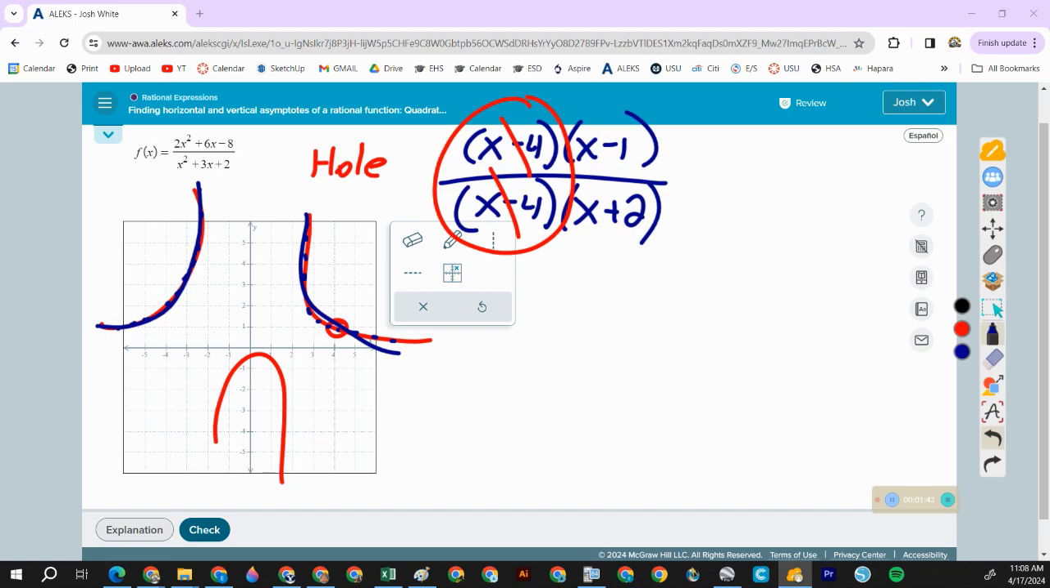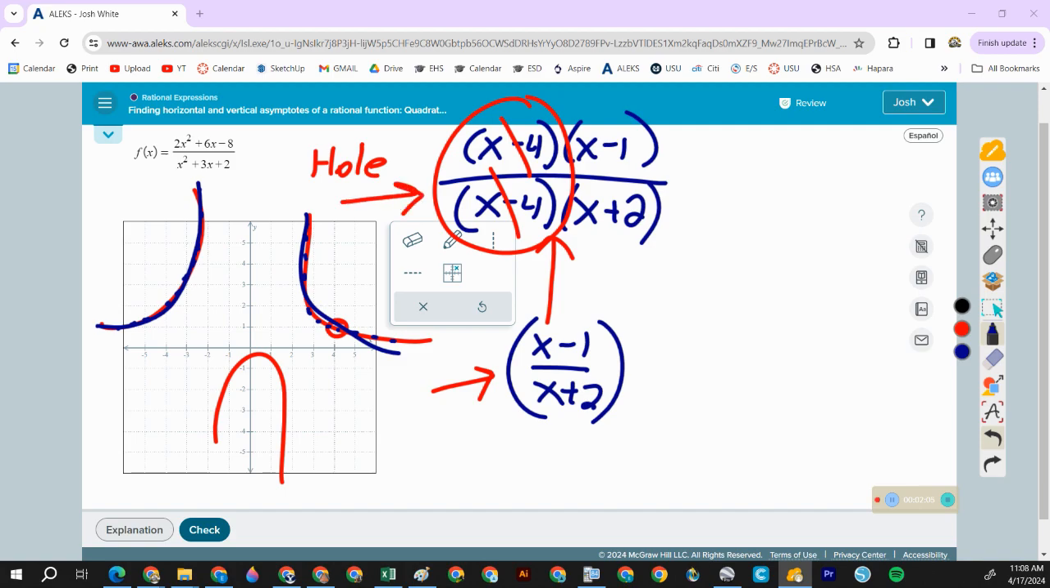And you can know that it's a hole because this graph is identical to that graph with one exception. The hole has been plugged. Does that make sense? So if I graph this in my calculator and I graph this in my calculator, they're going to look exactly the same. The only difference is when I canceled those, I plugged the hole. Okay? All right? Any factor in the numerator that does not cancel is a root.